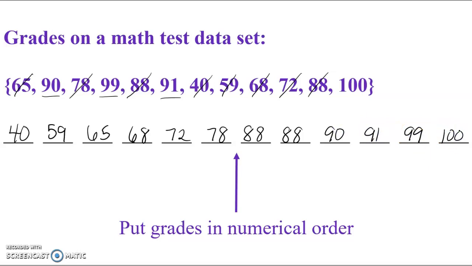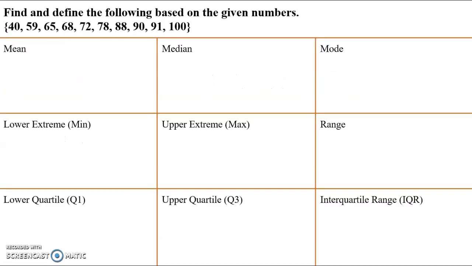The main reason I am doing this is I'm going to do a couple of calculations like median, Q1 and Q3, which are positions. And to find a position, I need it in numerical order first. Okay, so now we have a numerical order. Let's talk about some of these different things we can find.